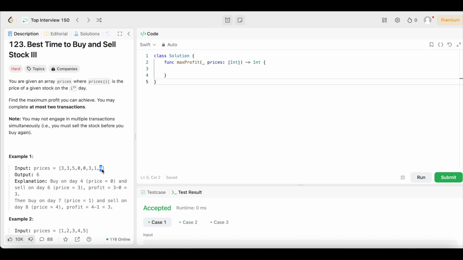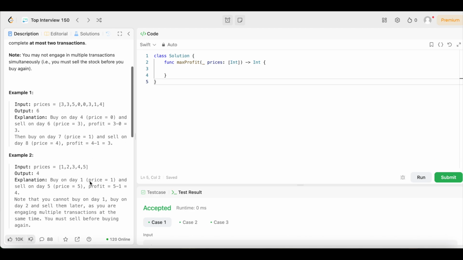So we bought on day 7 for 1, then we sold it on day 8 for 4, which gives us another profit of 4 minus 1 is 3. So we made $3 from this sale. Then we made $3 from the first sale, and 3 plus 3 gives us 6, so we made $6 in total. That's why the output is 6, and that's the maximum profit that we can achieve with these stock prices right here.